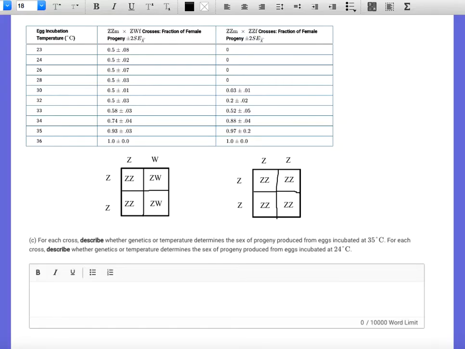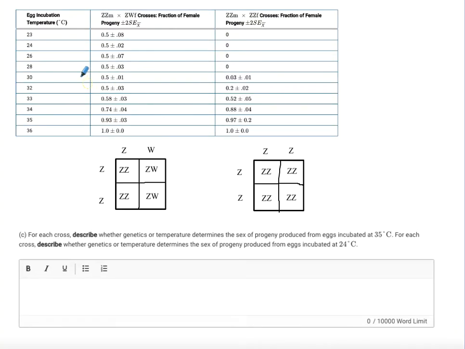Okay, so let's look at part C. For each cross, describe whether genetics or temperature determines the sex of progeny produced from eggs incubated at 35. It's going to be right here. For each cross, describe whether genetics or temperature determines the sex of progeny produced from eggs incubated at 24. So we're really comparing this here. All we're doing is taking a look at this data versus that data.